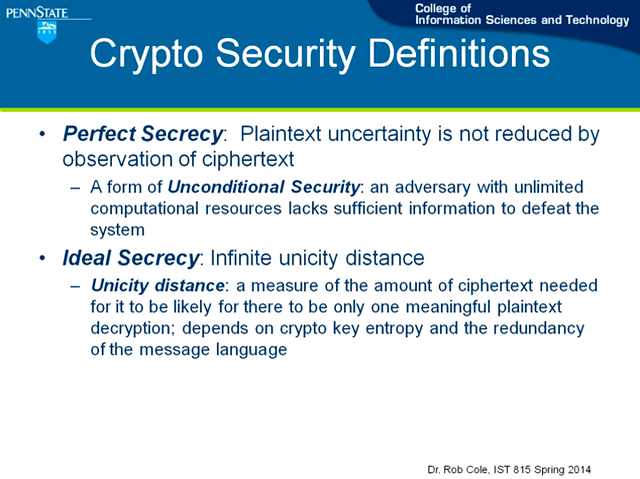Ideal secrecy of a crypto system is due to Shannon and relates to a concept called unicity distance. Unicity distance is a measure of the amount of ciphertext needed for it to be likely for there to be only one meaningful plaintext decryption. It depends on the entropy of the key space and the redundancy of the message language.